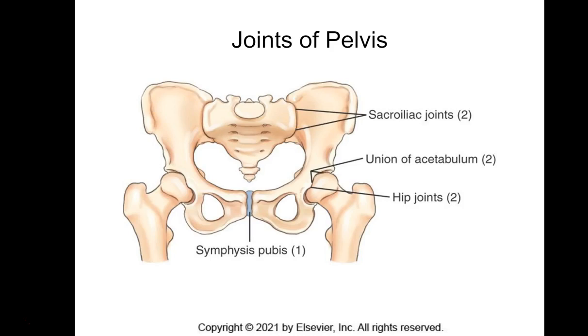The SI joints are very snugly fitting joints between the sacrum and the ilium, and they actually bear a lot of the body's weight, and as a result, they're not very mobile or movable. And actually, as we age, this joint is reduced in size and can become even non-existent in our male patients.